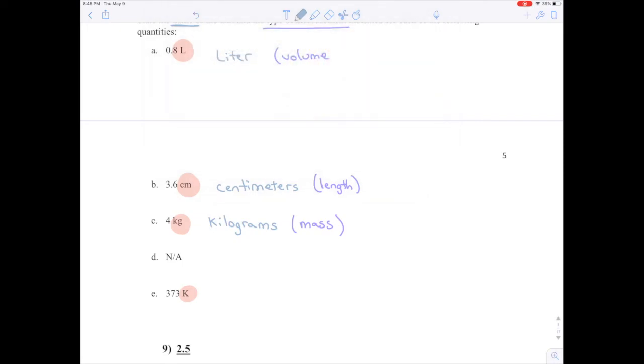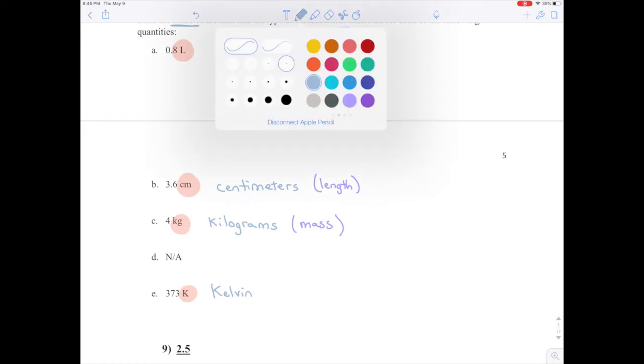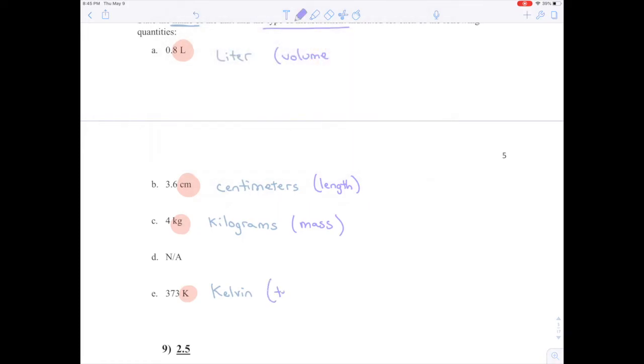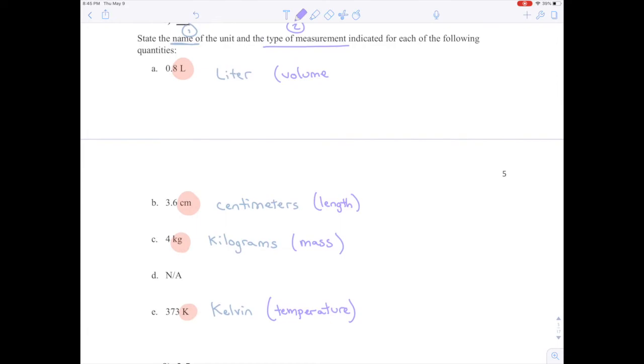E is capital K. Capital K is Kelvin. Kelvin measures temperature, and it actually is a very interesting unit for temperature because 0 Kelvin is absolute zero. It's the coldest that anything can possibly get, which is 0 Kelvin. 0 degrees Celsius is the temperature at which water freezes. 0 degrees Fahrenheit doesn't have any special significance, but 0 Kelvin is absolute zero.